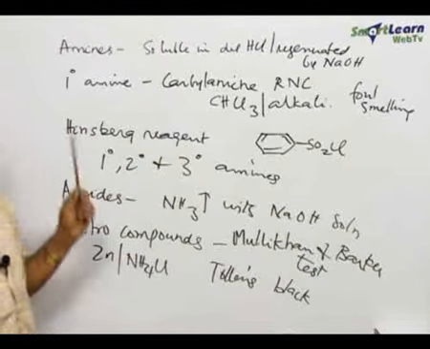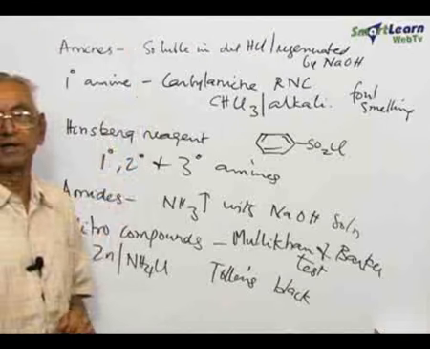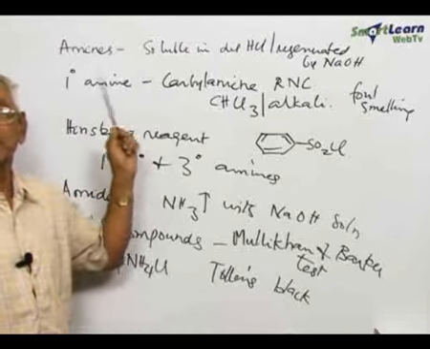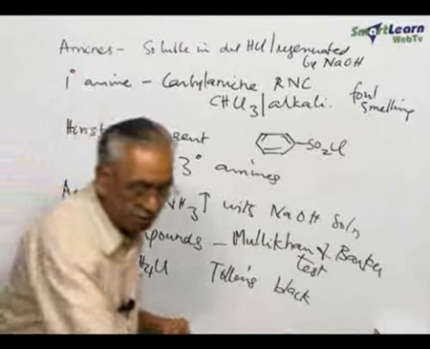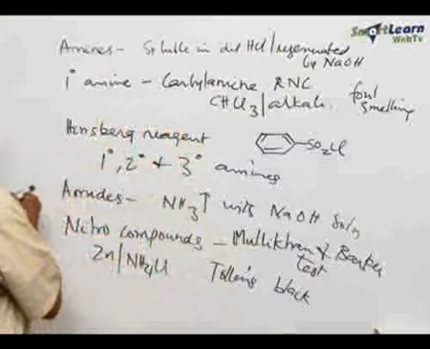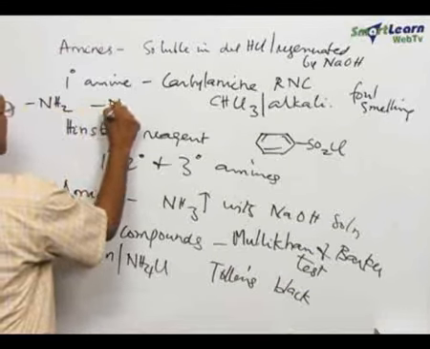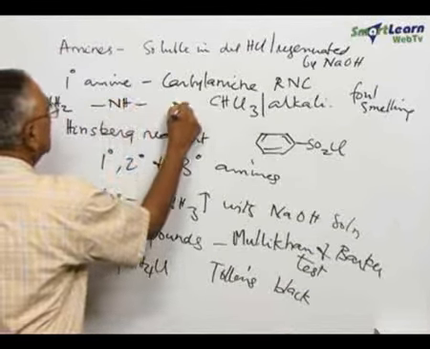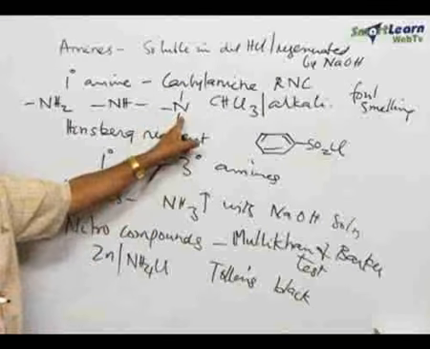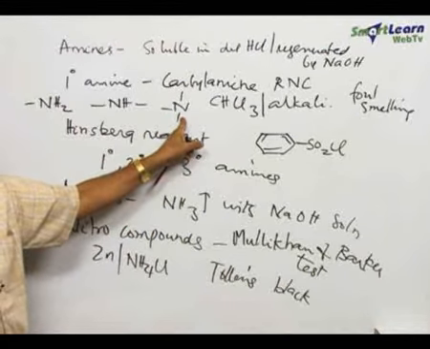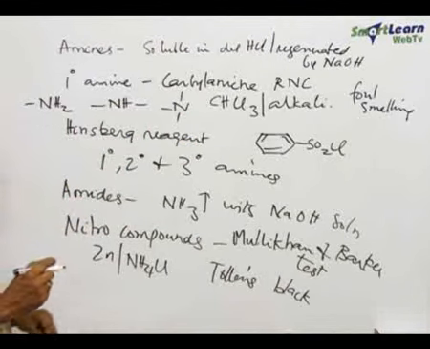Amines can be of three different types: primary, secondary and tertiary amines. A primary amine is one which contains an NH2 group. A secondary amine is one which contains an NH group, and a tertiary amine is one which contains only an N to which three different groups are attached. So, if this group is present, it is a tertiary amine. This is a secondary amine and this is a primary amine.